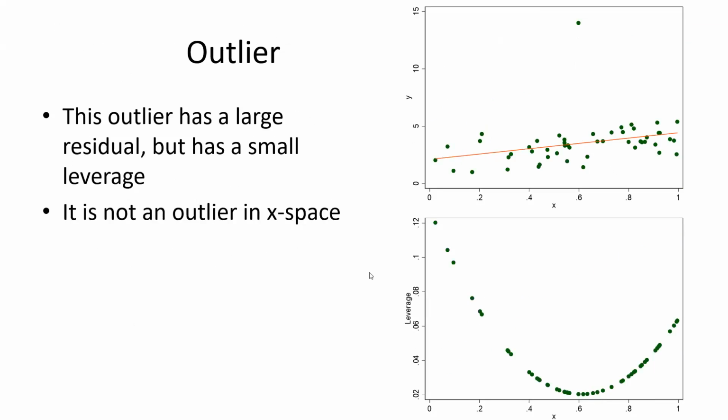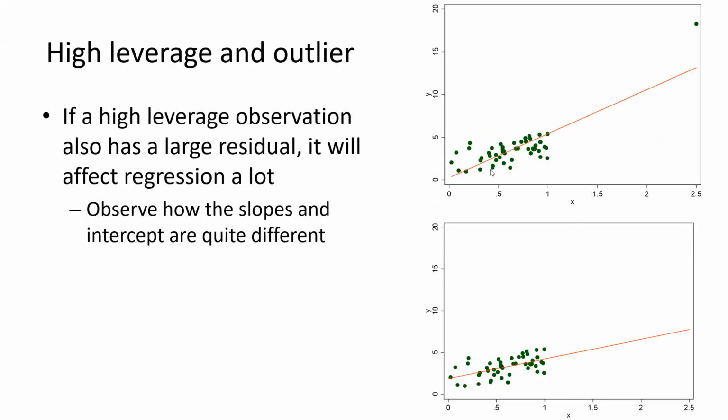It is, of course, possible to have a value that is an outlier in X space, so has high leverage, and also has quite a high residual. And if you leave that point out and refit the regression line, so high leverage and high residual, then the regression slope changes by quite a bit. So a high leverage point, when paired with a high residual, can really have a strong effect.